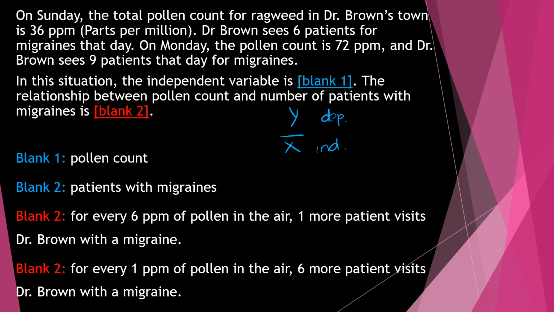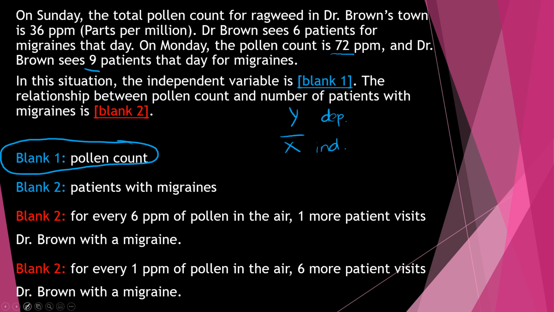So here, Dr. Brown sees more patients the higher the pollen count, right? It looks like if my pollen count is increasing, he's going to see more patients. So the amount of patients that Dr. Brown will see is dependent on the pollen count for that day.